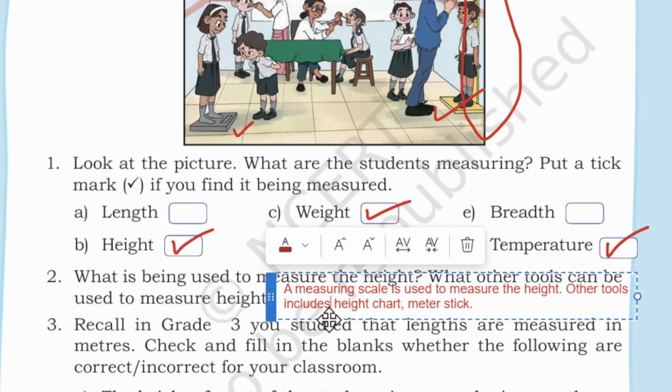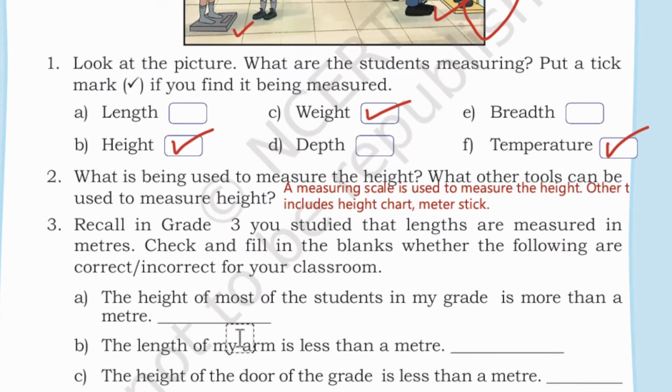Okay, next question. Recall in grade 3 you studied that lengths are measured in meters. Check and fill in the blanks whether the following are correct or incorrect in your classroom. Now, they are asking us to recall what we studied in grade 3 about measuring. Do you remember we measured one hand span also, the length of the table, the length of our book, how many hand spans? So they are asking us to recall the same.